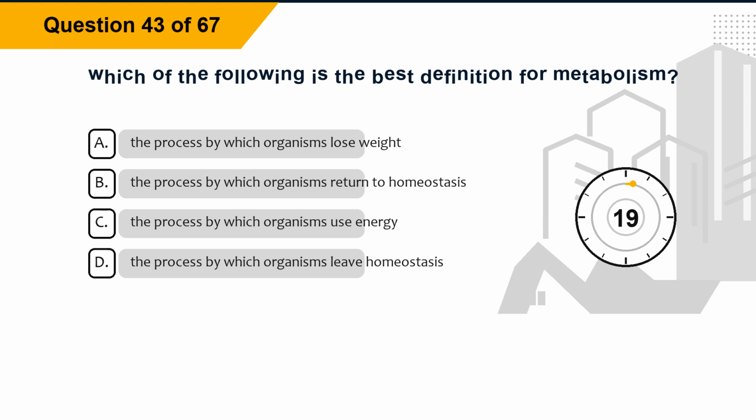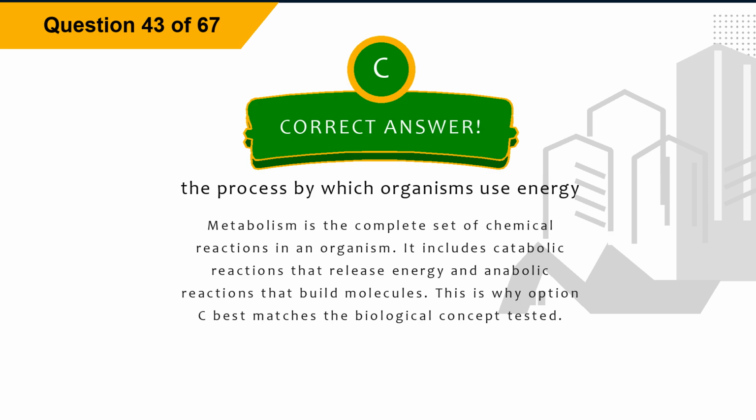Question 43. Which of the following is the best definition for metabolism? Option A, the process by which organisms lose weight. Option B, the process by which organisms return to homeostasis. Option C, the process by which organisms use energy. Option D, the process by which organisms leave homeostasis. The correct answer is option C, the process by which organisms use energy.